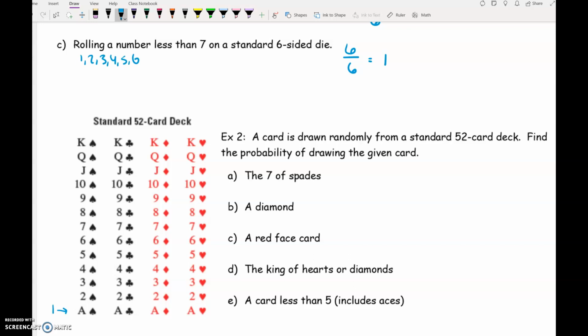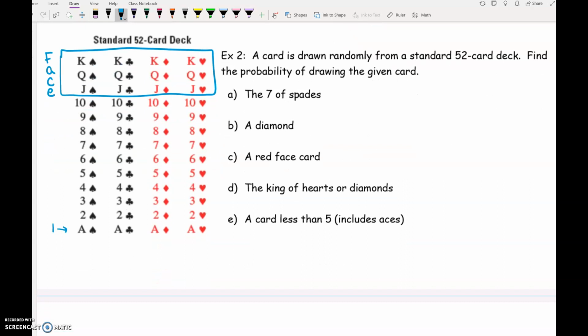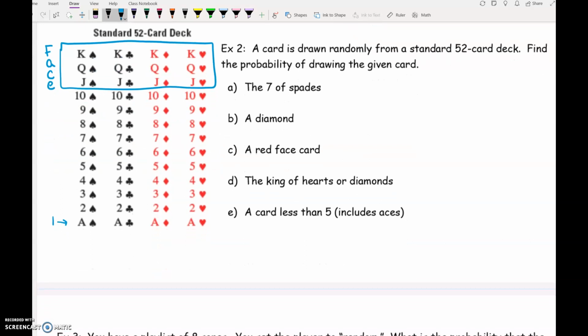And then the face cards are jacks, queens, and kings. So I'm going to outline these cards up here and call these the face cards. If you actually look at these cards, they have faces on them. They're like little people. There's 4 suits. Each of these columns is called a suit. This first column is spades. The next is clubs. Then we have the red cards. We have diamonds and hearts.